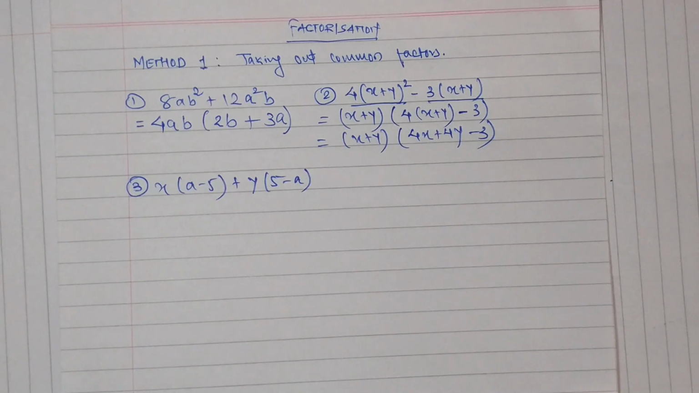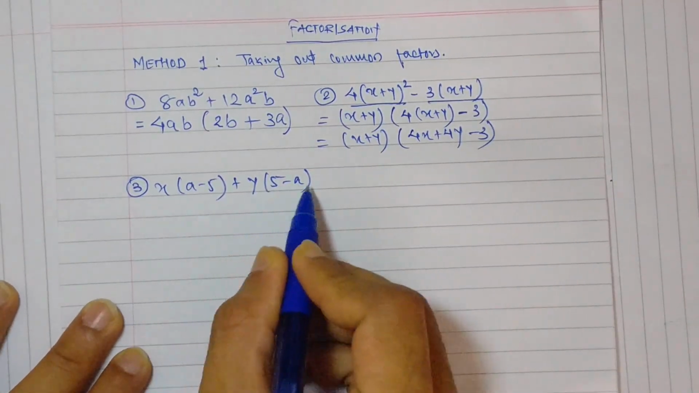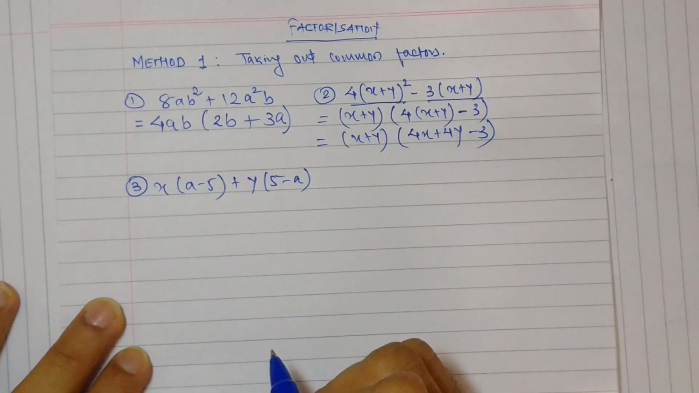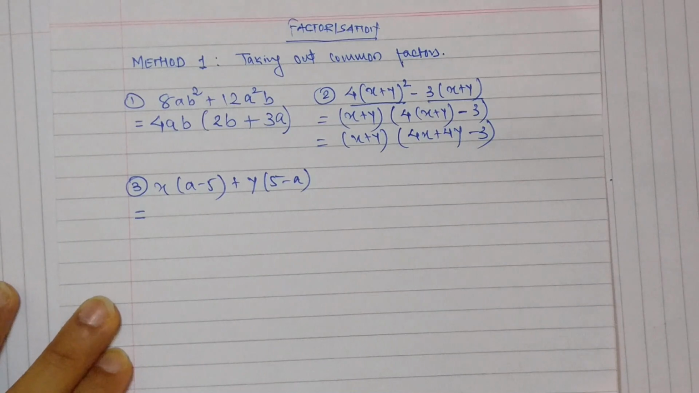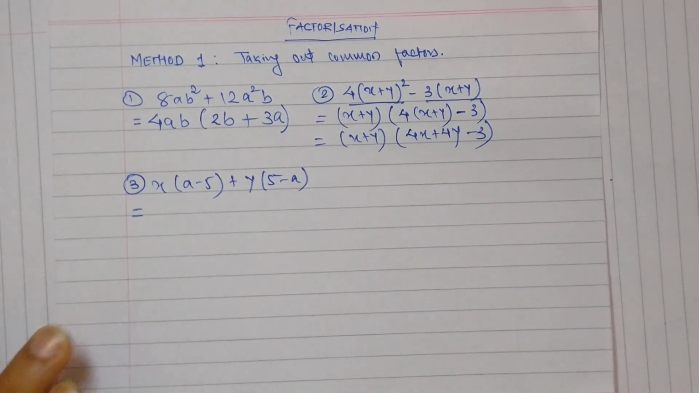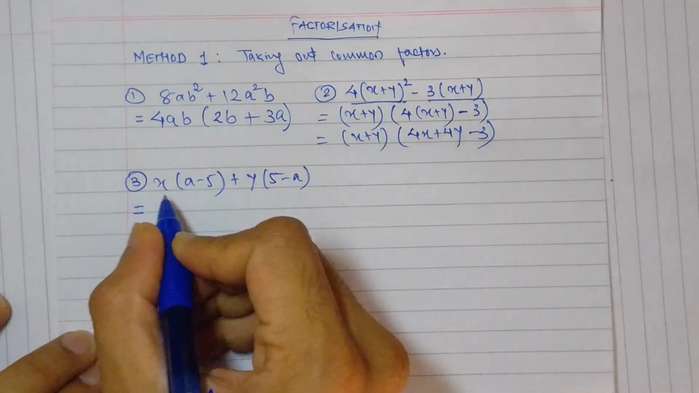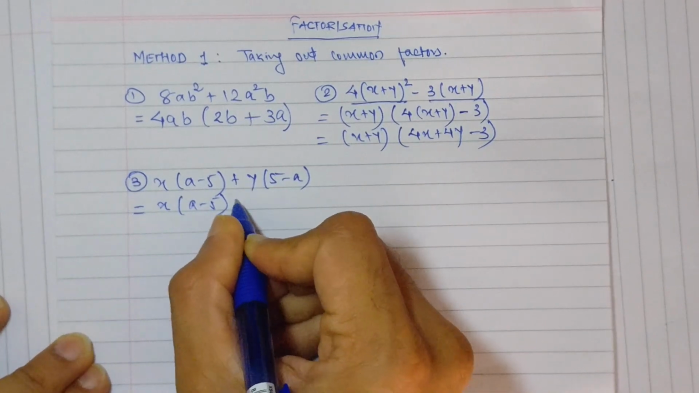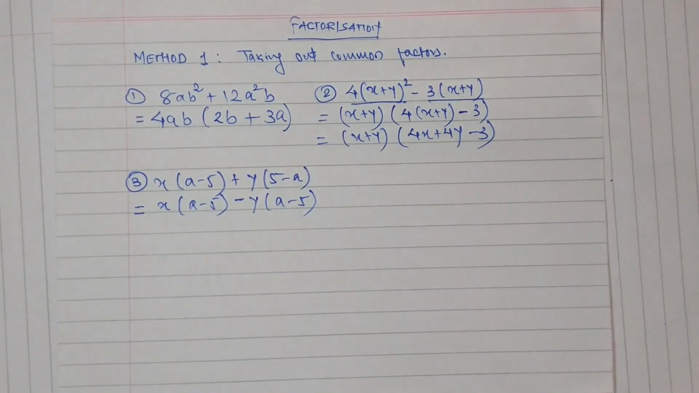But look closely. This a minus 5 and 5 minus a have the same values, same terms, but only their order is not matching. So how can you make their order right? This is very, very important. You are going to use this technique in many of the questions. So please pay attention here. X bracket a minus 5 minus y bracket a minus 5. What did I do here?